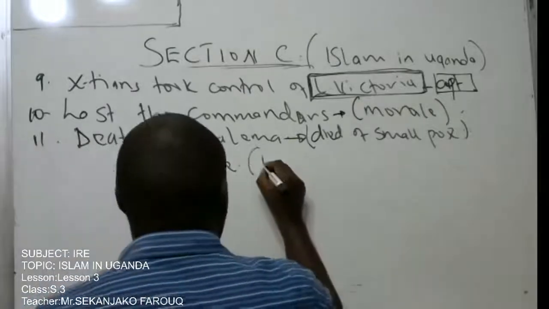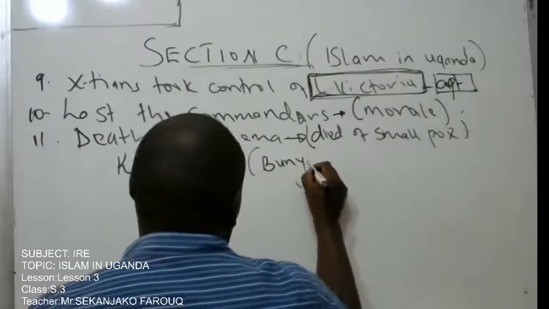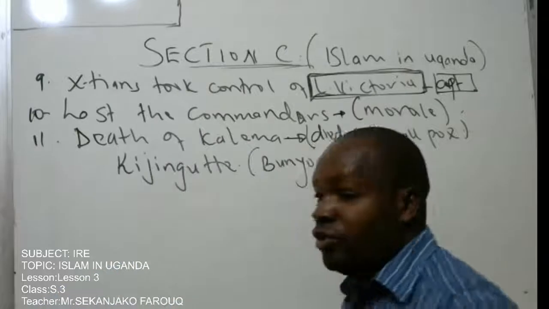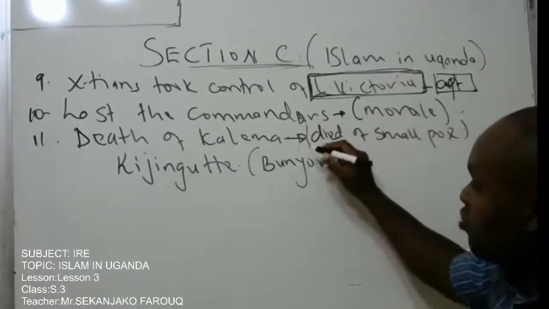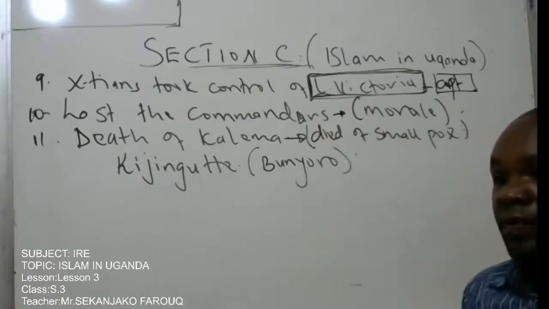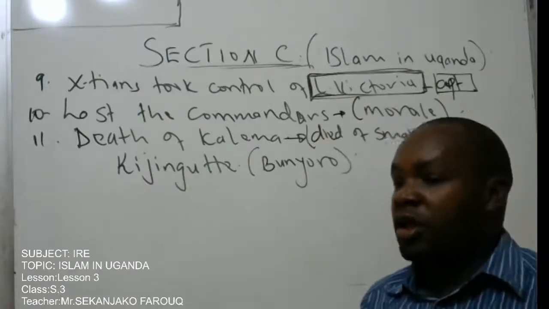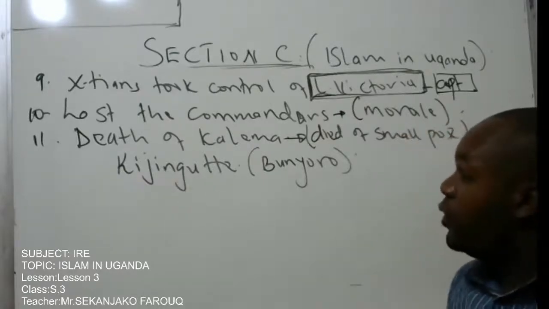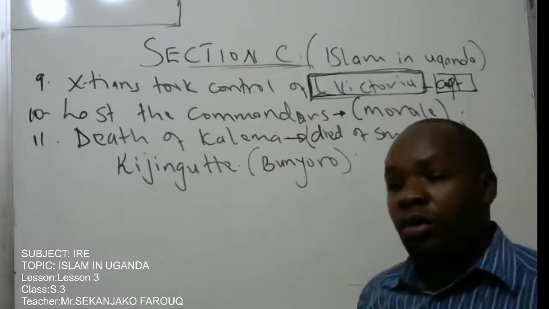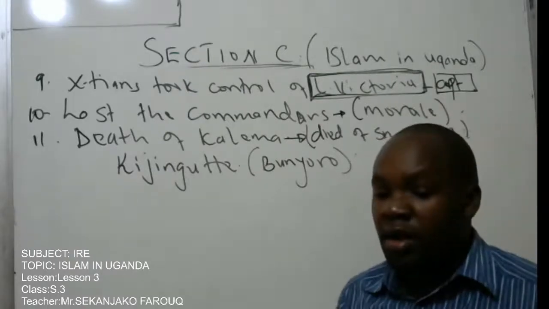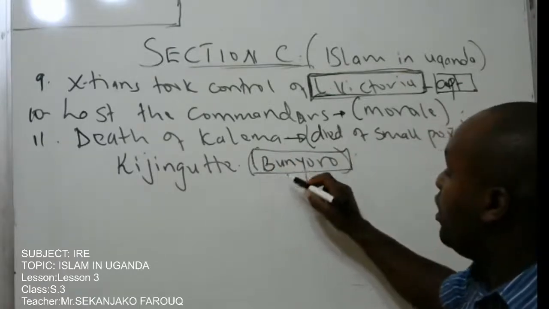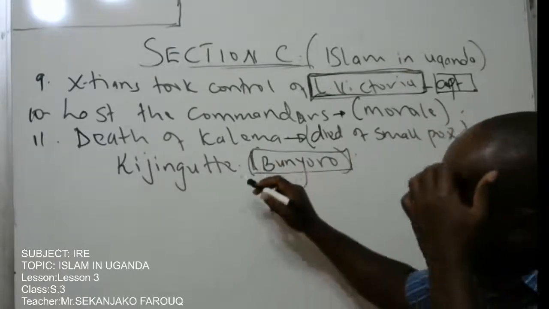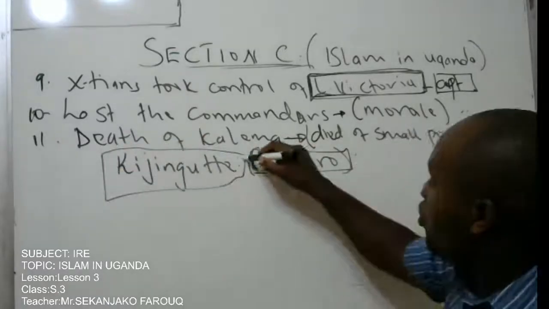Kijungute was a place in Bunyoro where the Muslim refugees had to run to after their defeat in the political religious wars. When they were defeated, they had to run to different areas. Some ran to Ankole, others to Busoga, and others to Bunyoro, northern Uganda. And on running to Bunyoro, they settled in this place called Kijungute.